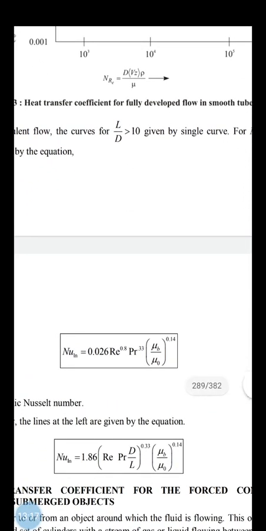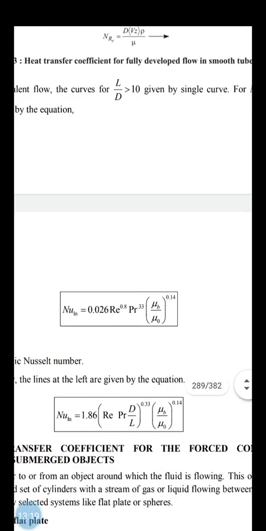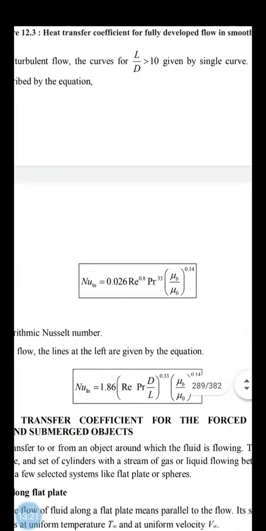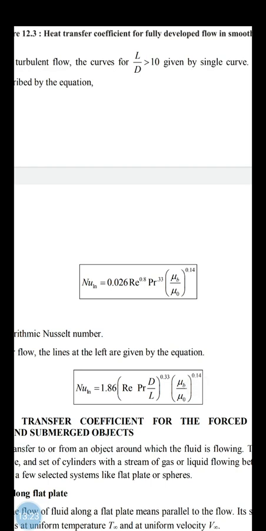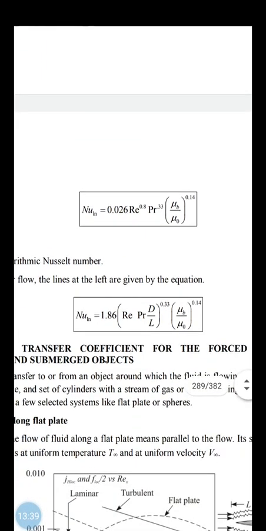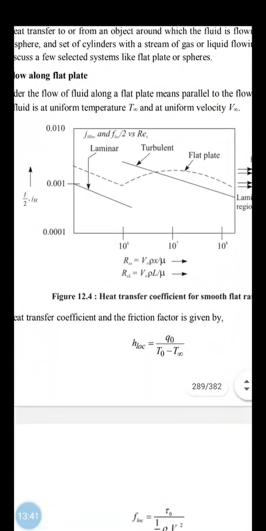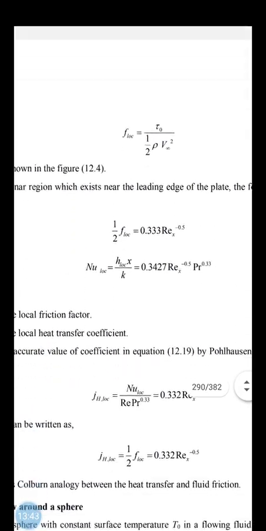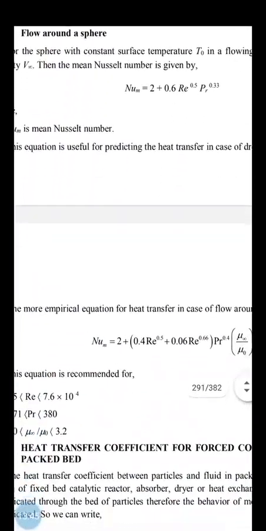These are the different equations of Nusselt number. Nusselt number is also very important for knowing the temperature difference and the heat transport mechanism. Nusselt number is nothing but 0.026, Reynolds number raised to 0.8, Prandtl number raised to 0.33, mu b by mu naught raised to 0.14. So these are the equations which are also used to find out the Nusselt number.